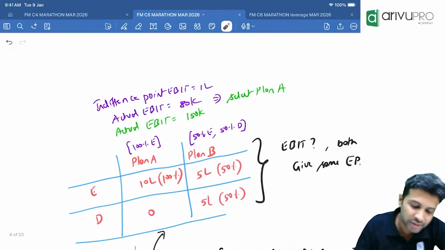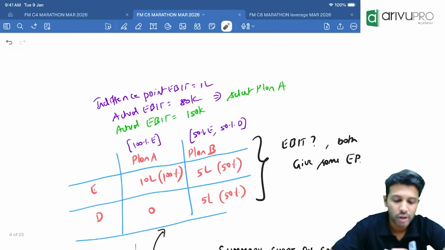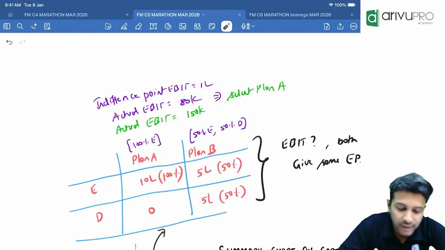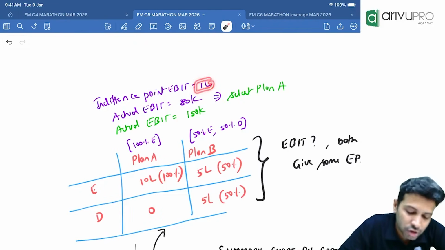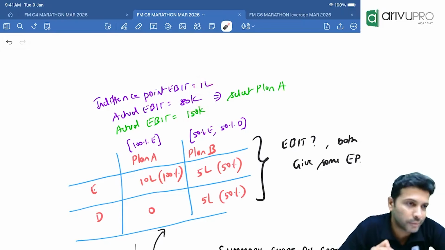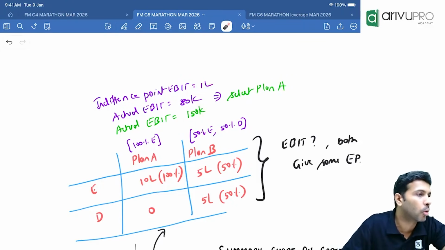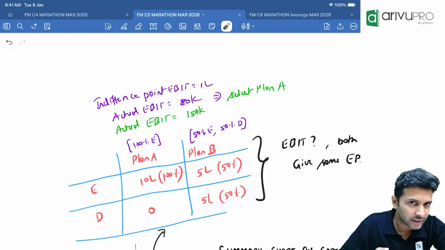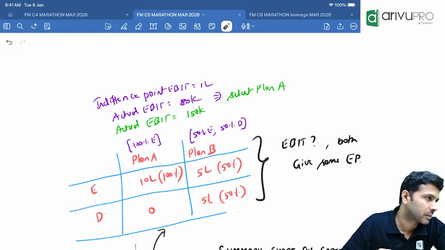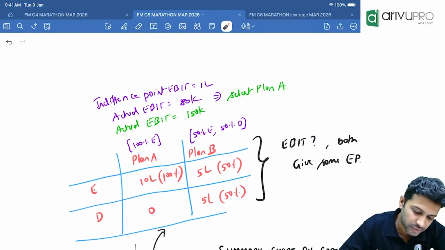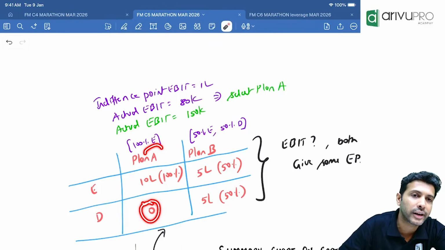Theory. Okay, now you tell me, sir, if this scenario plays out, will you go for plan A or plan B? Indifference point is 1 lakh. Actual project's EBIT is 150. Now you are below the indifference point or above? If you are above the indifference point, what is the theory? Select that plan which is using more debt, because that will give you higher EPS. First plan is using any debt or zero debt?